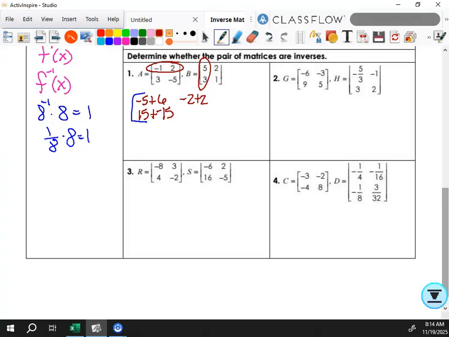And then second row, second column, this is going to be 6 minus 5. So that when I am done, this gives me 1, 0, 0, 1. That is my identity matrix. When I multiplied those two together, I got the identity matrix, so my answer is yes.